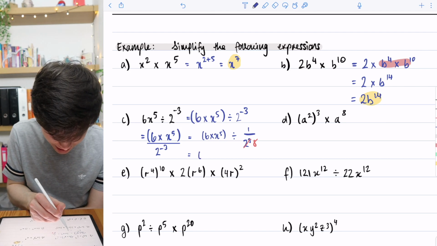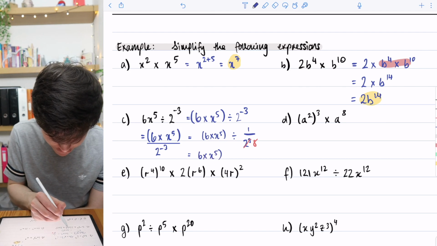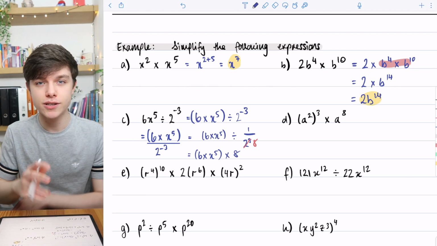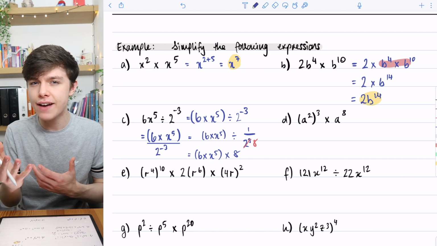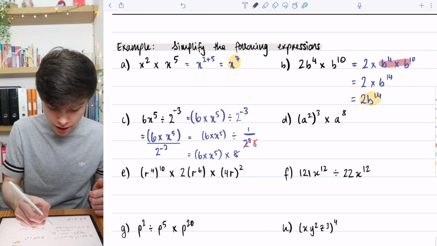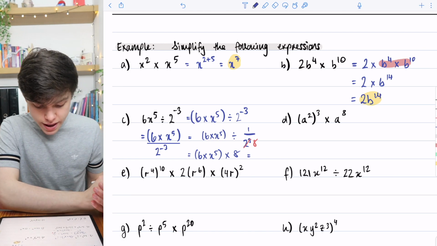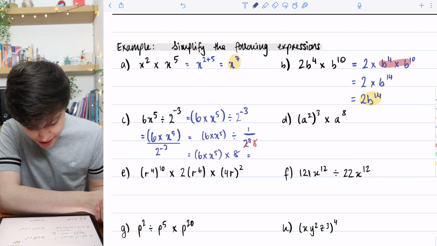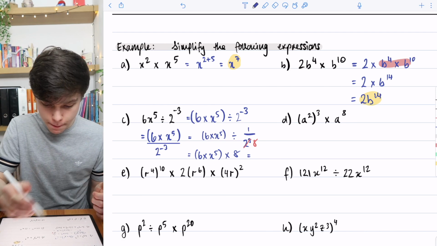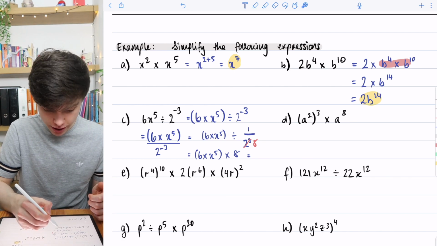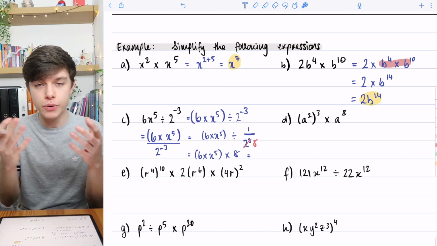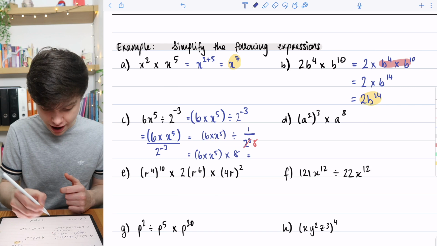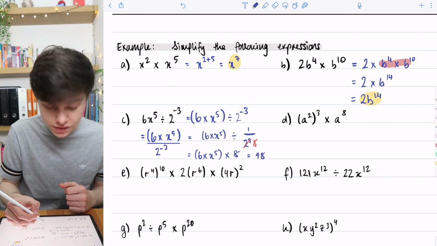We've got 6 times x to the 5, and then we'll multiply by 8, because we just flip the fraction. If you remember KFC from school, you might have done. Now, we can't really do anything with the x to the 5. That's just going to stay there exactly the same. But we can multiply the 6 and the 8, just like we usually do. 6 times 8 gives us 48.